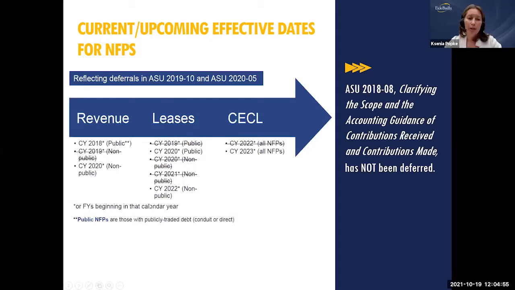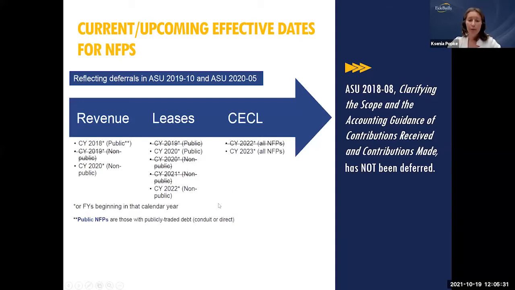For the most part, most of our clients have already adopted the revenue standard. Maybe if you're a September year-end or a November year-end, you're still in the midst of adopting the standard as you go through the audit. The leases, because of COVID, there was some deferrals issued, and leases will be effective for calendar year 2022. So if you're a fiscal year, you'll be looking at implementing this particular standard for your 2023 year end. And as I mentioned, CECL is a little bit further out for calendar year 2023.